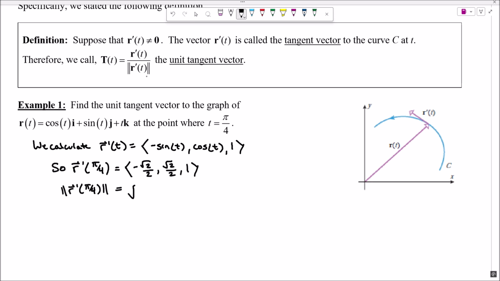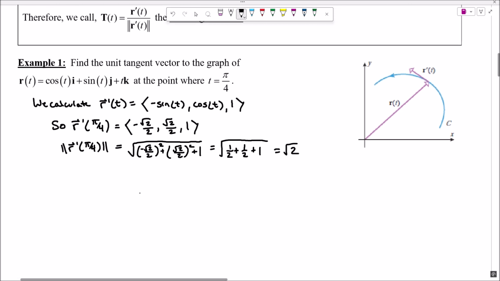So the norm of r prime evaluated at pi over 4 would simply be equal to, and I would just need to take each of these values, square them, and add them up under a radical. Let's take a look at what we got here. A little bit of simplification can be done. If I square root 2 over 2, the top turns into 2, the bottom turns into 4, and so I end up with a positive 1/2 for each of those, and then plus 1. So the length of this vector is root 2.